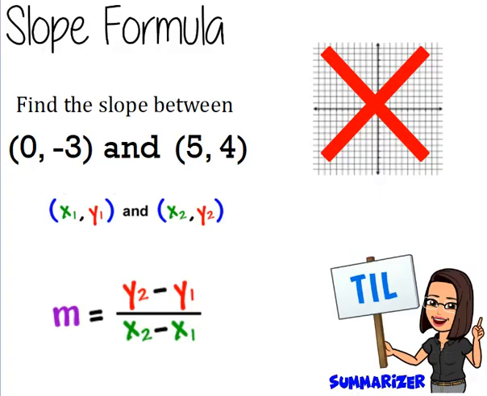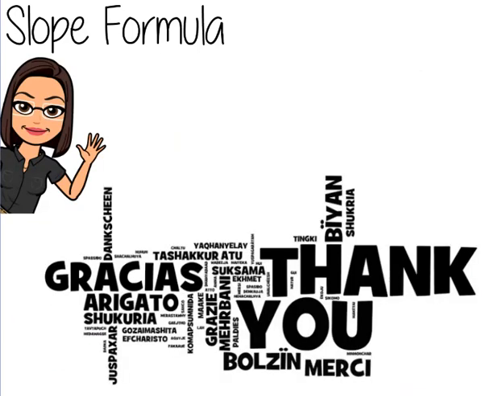Well, friends, today we talked a little bit about the slope formula. The slope formula is what you use when you need to find the slope between 2 points and you don't have a graph. Don't forget, your first ordered pair is called (x1, y1). Your second ordered pair is called (x2, y2), and you do y2 minus y1 over x2 minus x1 to determine the slope between points. So that's the slope formula.